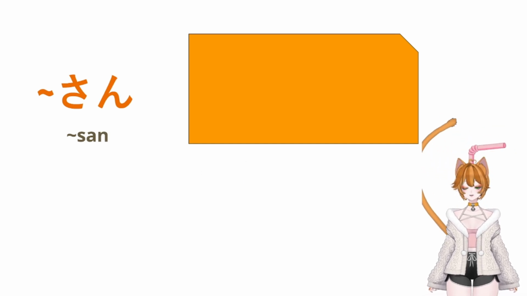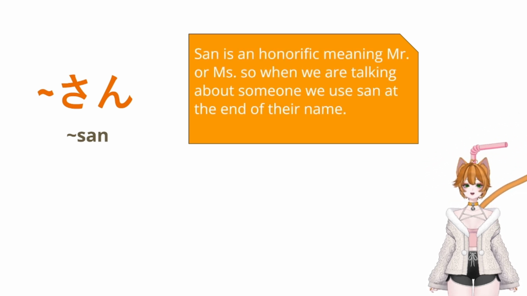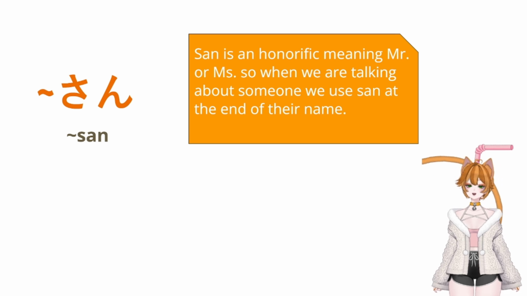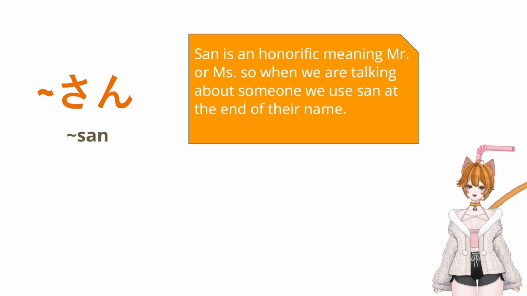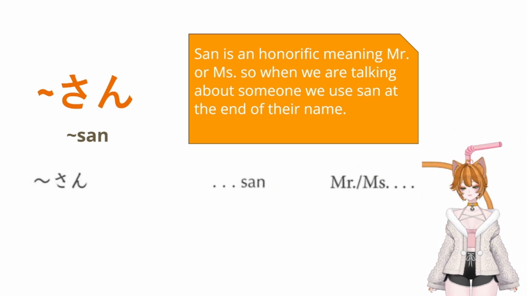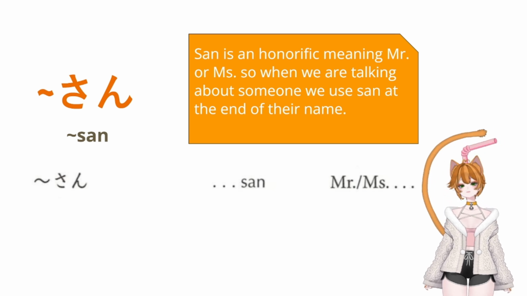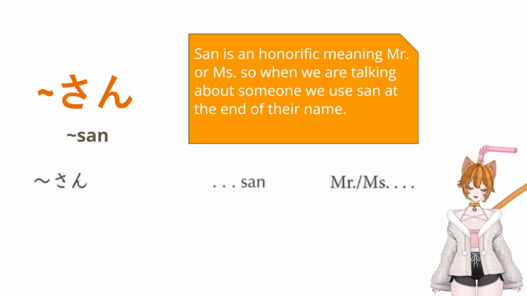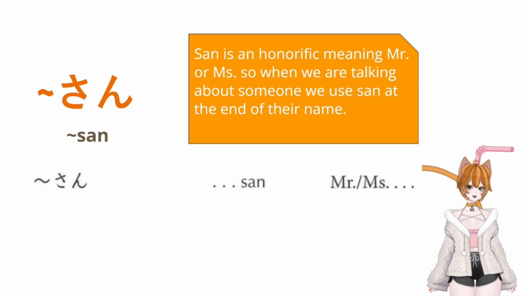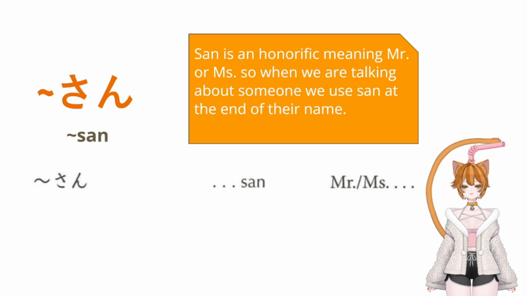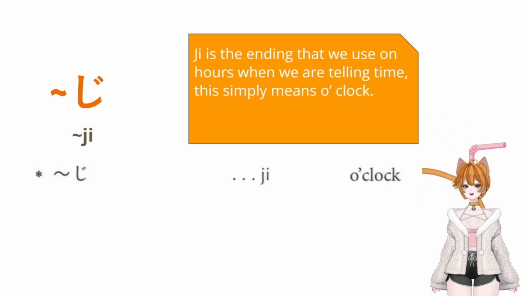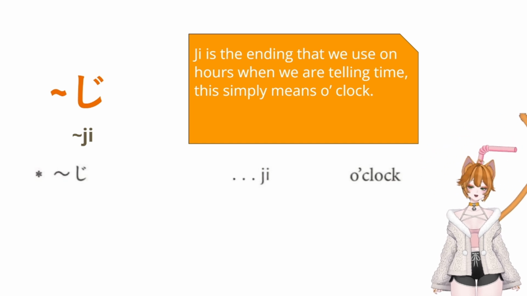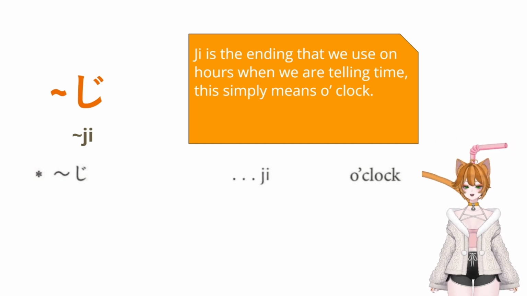Our next one is another ending. This is san. San is an honorific meaning Mr. or Miss. So when we are talking about someone, we are most of the time going to be using san at the end of their name until we learn some other honorific titles. And this is Mr. and Miss, as in someone that is not married. Alright, our next one here is another ending. This is ji. Ji is the ending that we use when we are telling time. It simply means o'clock. So like sanji is just going to mean 3 o'clock.